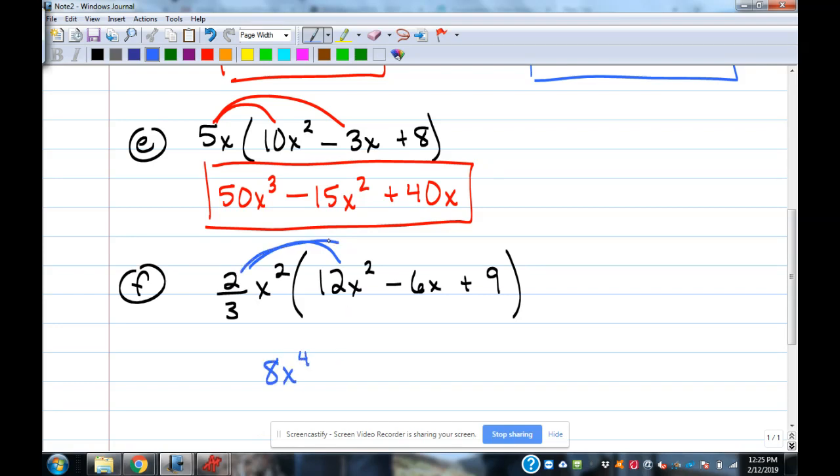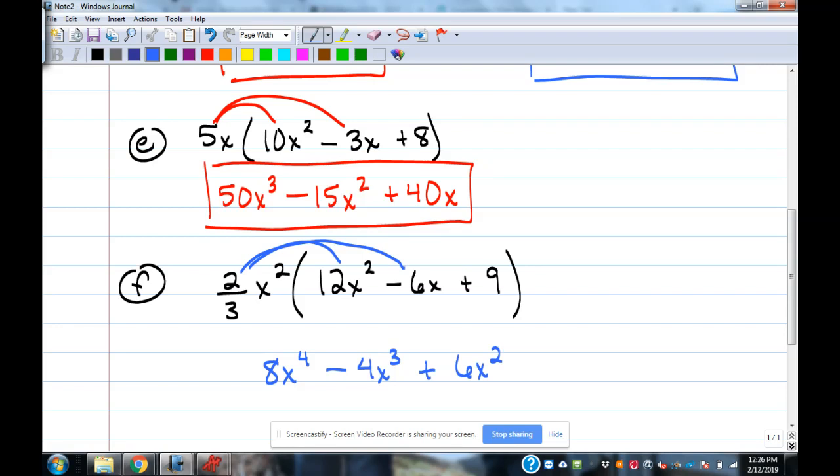Good, Aubrey. And then 2/3 of negative 6, 4x to the, how much power? Third, because we got squared and 1. So that's a third. Is that a plus or a minus between those? Minus because we have positive times negative, and that's a negative answer. And then 2/3 of 9 be 6. Anything else with that? Plus sign, and it's x squared, because what we were distributing had an x squared on it.